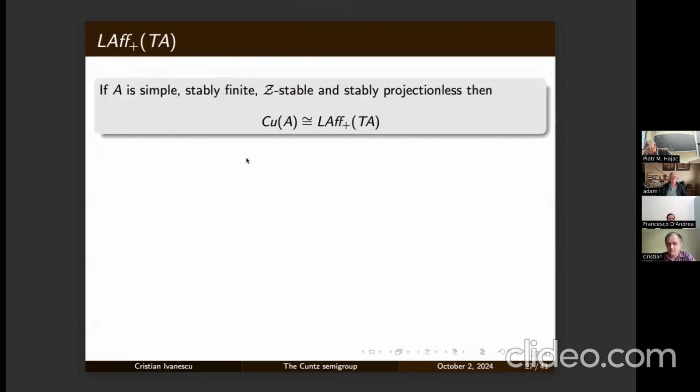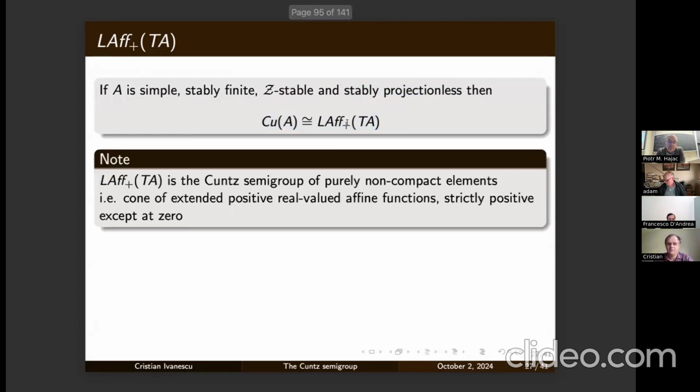Okay, so here are some ideas of the proof. Because we assume stable projectionless, remember that in the representation of the Cuntz semigroup, when I have no V of A, I have no projections. So the Cuntz semigroup is really just the semigroup of lower semi-continuous affine functions on the tracial cone T of A. And now it's just a question of showing that this tensor product of this semigroup of lower semi-continuous functions has the property we want. So like I said, this is the Cuntz semigroup of purely non-compact elements.